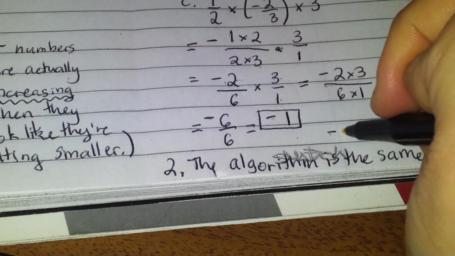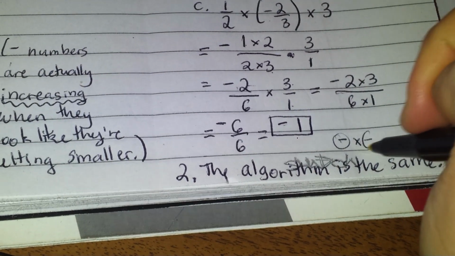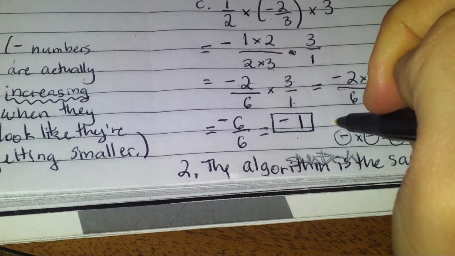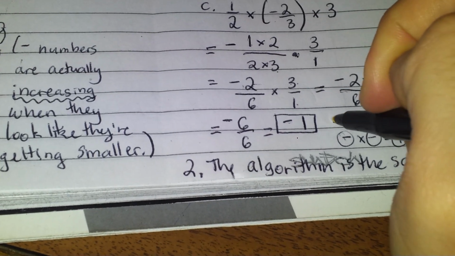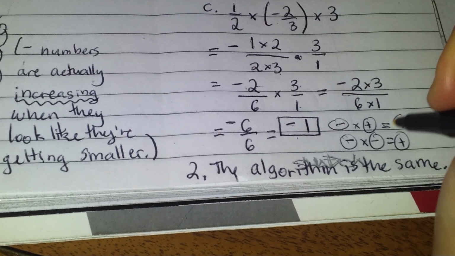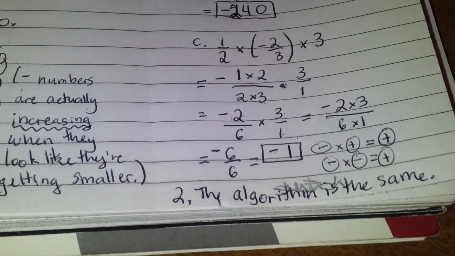So we can rewrite it here if we want. Negative number times a negative number is a positive number, and a negative number times a positive number in any order is still a negative number. Same algorithm. And we are done.